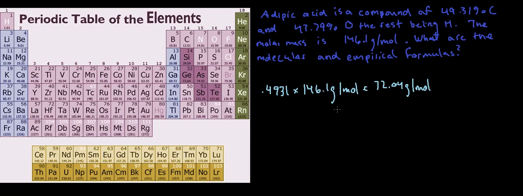So to figure out the number of carbon atoms that make up this compound, I'm going to divide by the molar mass of carbon. And I get 6. And it should always be a whole number. If it's not a whole number, then I've done something wrong. Because as I said before, I'm not going to have a compound with half an atom of carbon. It's just not going to happen.